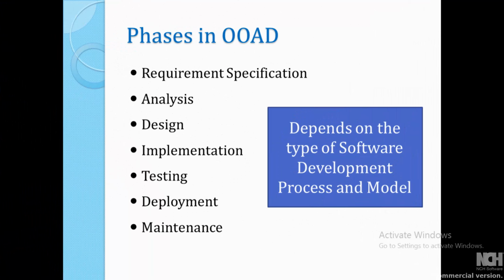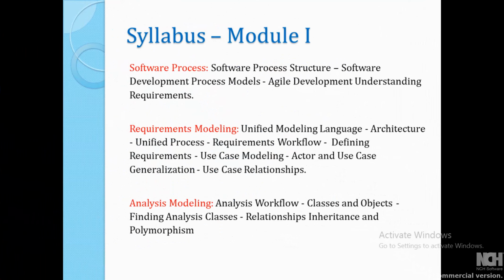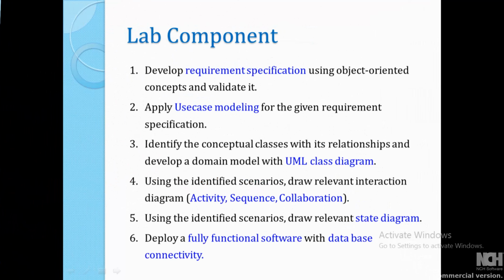The major phases of OOAD include requirement specification, analysis, design, implementation, testing, deployment, and maintenance. These phases help ensure systematic software development. Throughout this course, you will learn software process models, requirement engineering, UML modeling, object-oriented analysis, design modeling, testing, deployment, and software implementation techniques. You will also gain practical experience through laboratory exercises and project development.